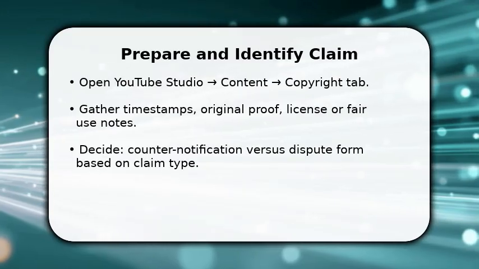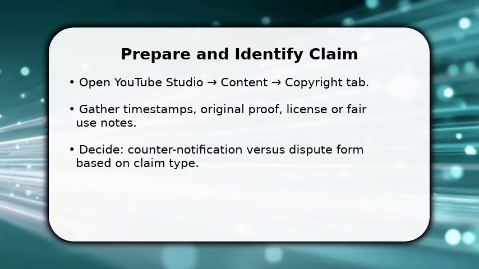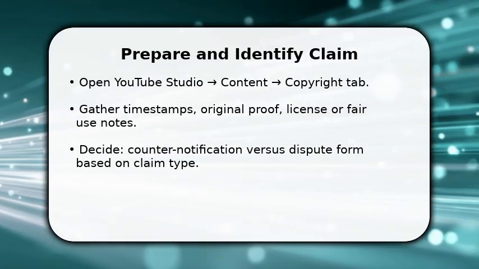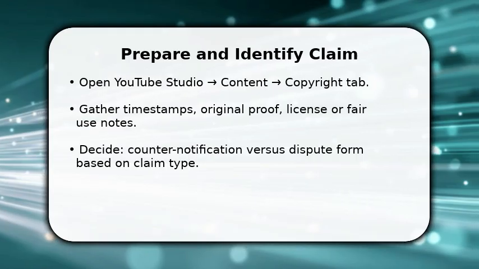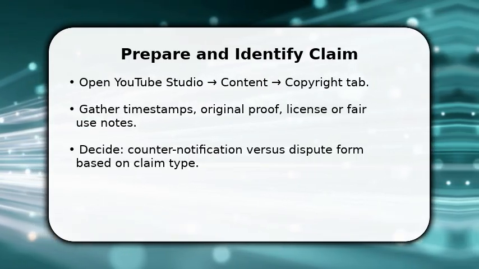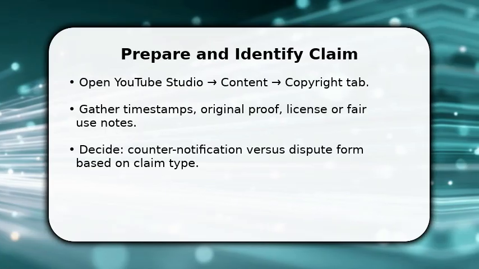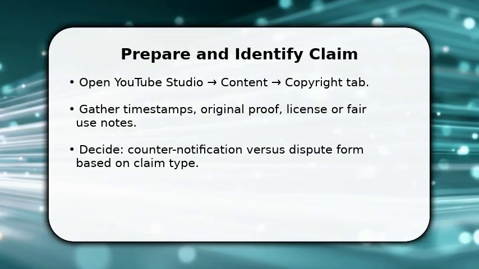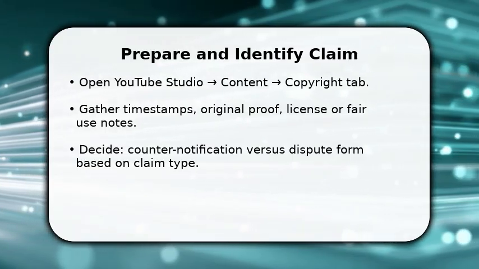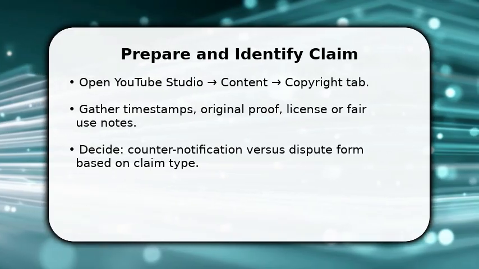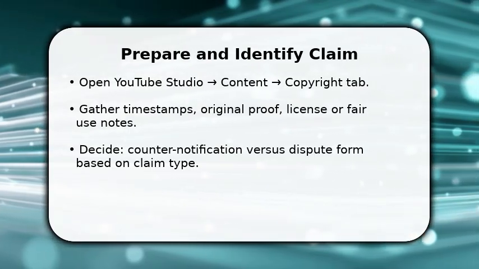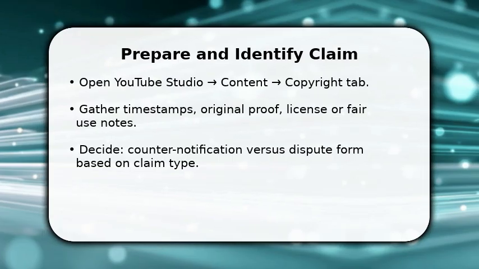You start inside YouTube Studio. Go to Content and open the Copyright tab to see the claim details. Note exact timestamps and whether the claim is manual or automated. That determines your pathway. Next, collect proof, license emails, original upload dates, or fair use rationale, because YouTube asks for supporting facts. Once done, choose your action.